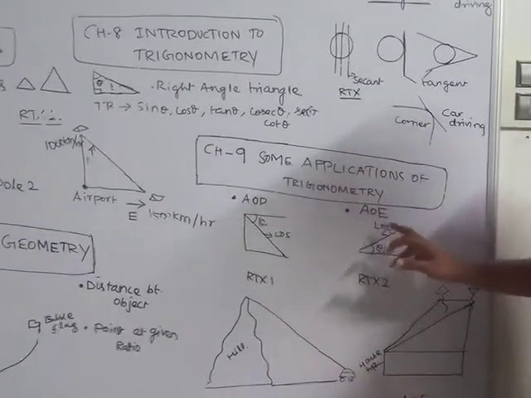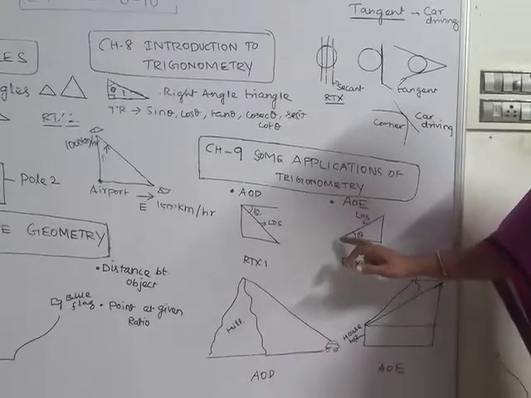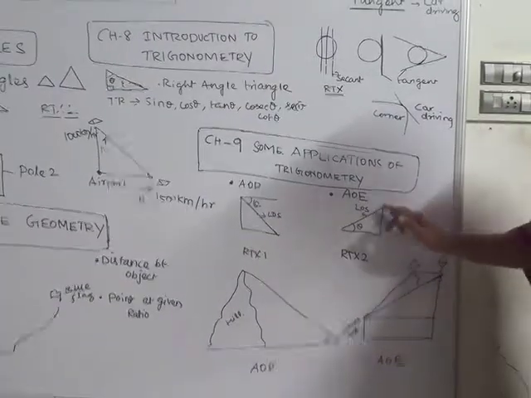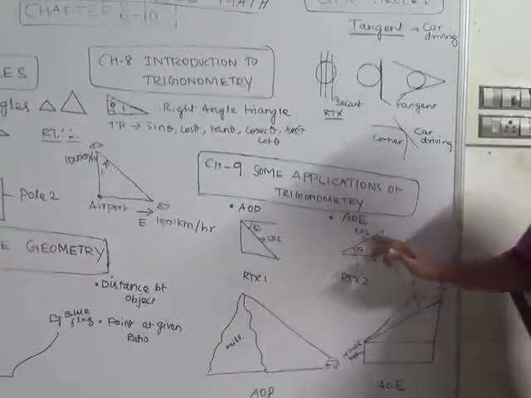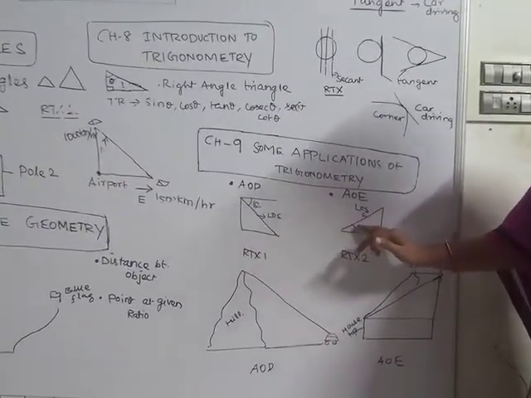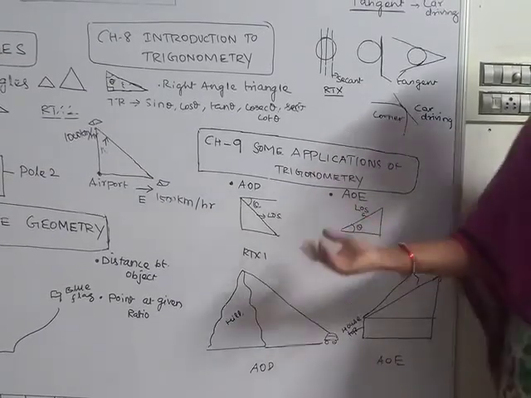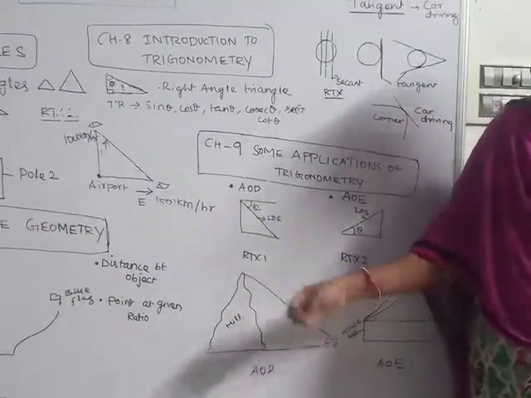Angle of elevation means you are on the ground. You are seeing some object at some height. Then this is your line of sight. The angle between this horizontal line and the line of sight is the angle of elevation. By using these two concepts, it's applied in a lot of applications.